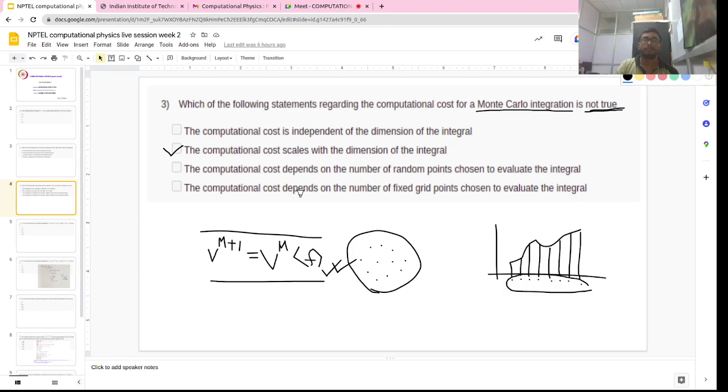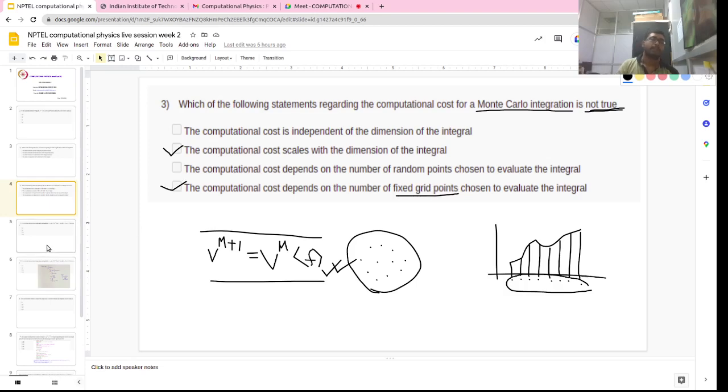So the third point is, the computational cost depends on the number of random points chosen to evaluate the integral. As I discussed, in Monte Carlo simulation we are not fixing the grid points, we are just taking some random distribution of points, and then we are evaluating the average of the function at those points. So the third option is also true. For this question, this will not be a correct answer, since it is asking for incorrect statements. And the last is on the number of fixed grid points. Here everything is random, so there cannot be fixed grid points, right? So this will also be an incorrect statement. Okay.